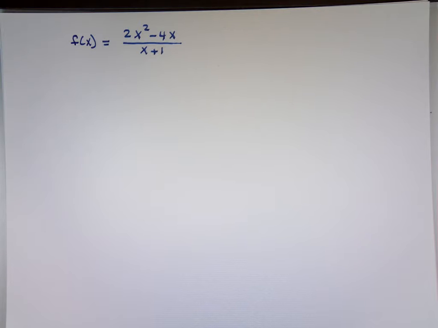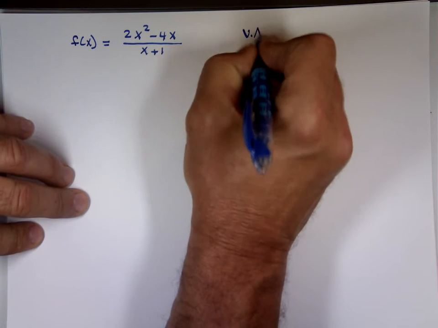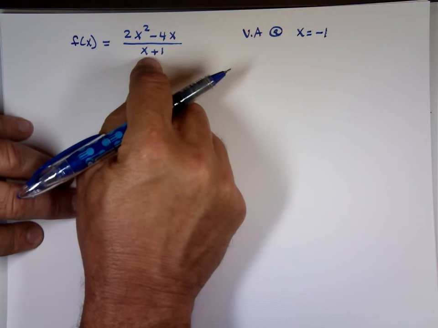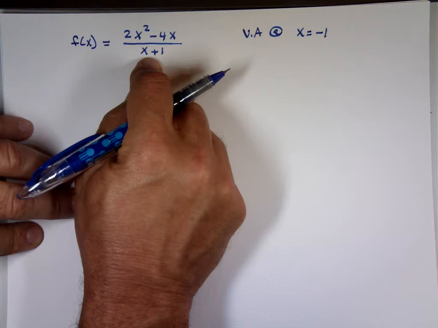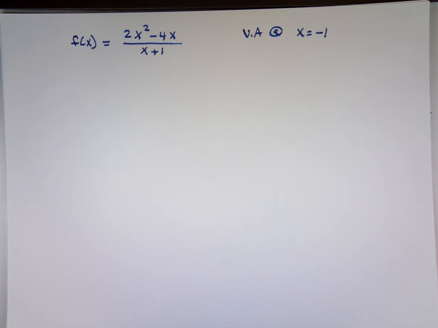First things first, I have a vertical asymptote. Where is it? At x equals what? Negative 1. That's when the function is undefined. Can't divide by 0. Everyone see that? So quickly, let me go to my table.